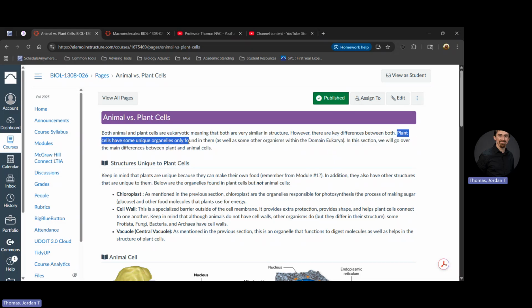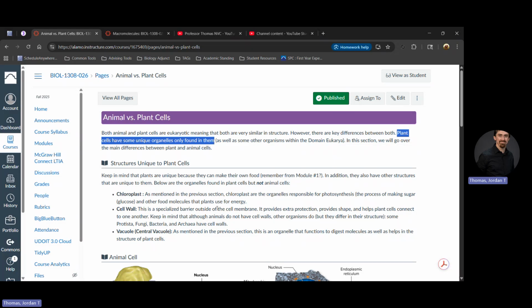Plant cells do have some unique organelles that are found only in them and some other organisms within eukarya. But when we compare plant and animal cells, there are some unique organelles that plant cells have that animal cells do not, that I do want you to know. For this section, make sure you know these organelles that are only in plant cells, but not in animal cells.